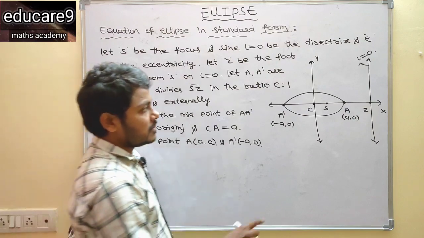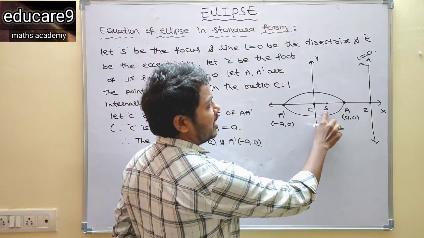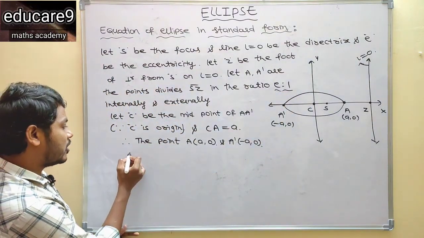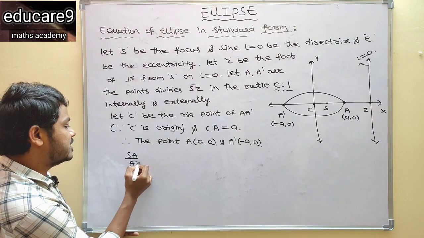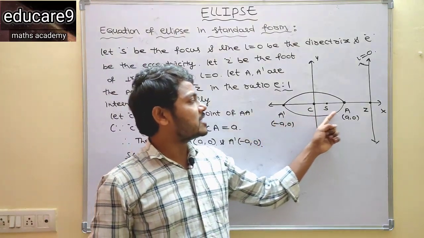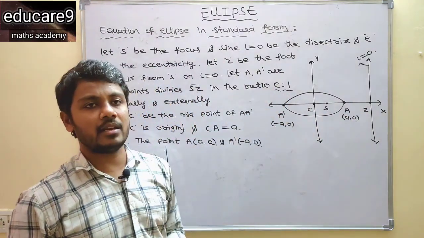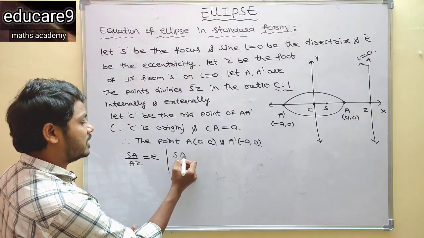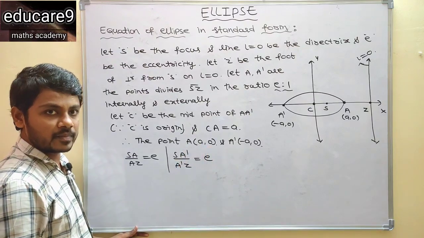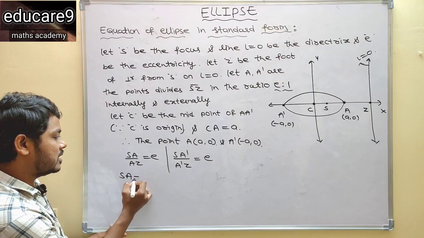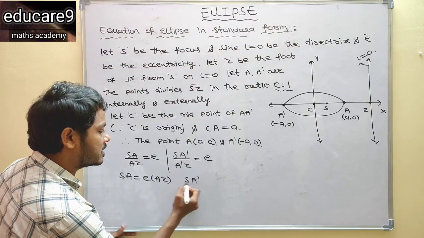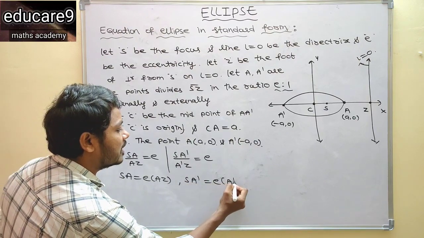Now see here. You know that A divides SZ in the ratio e is to 1 internally. Therefore, SA by AZ is equal to e. Next, A dash divides SZ in the ratio e is to 1 externally. Also, SA dash by A dash Z is equal to e. How to write this? SA is equal to e into AZ. Here, SA dash is equal to e into A dash Z.